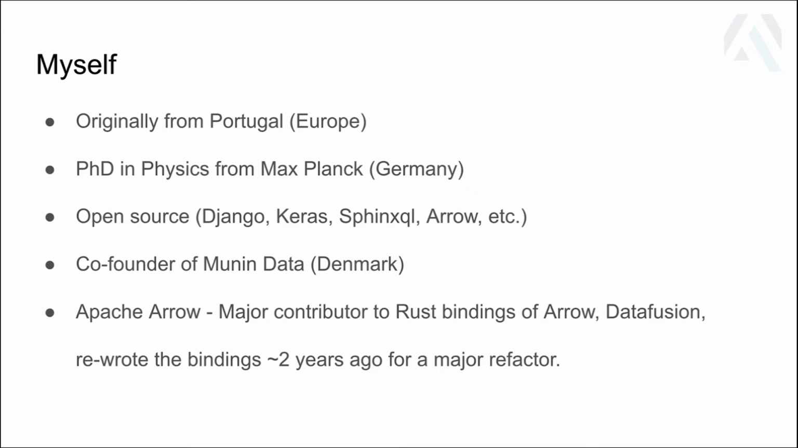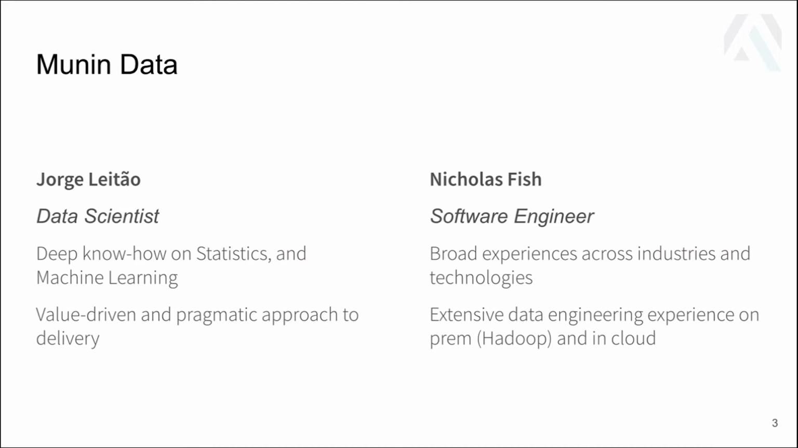And finally, I was a major contributor to Apache Arrow. I developed a lot of the Rust bindings for the Arrow implementation, and also a lot of the infrastructure to support DataFusion and to enable many of the DataFusion use cases. I rewrote the bindings for Rust about 2 years ago in a major refactor, and since then I decided to contribute more to the Arrow part of the project. So I've been working on Arrow outside of the Apache Arrow Foundation.